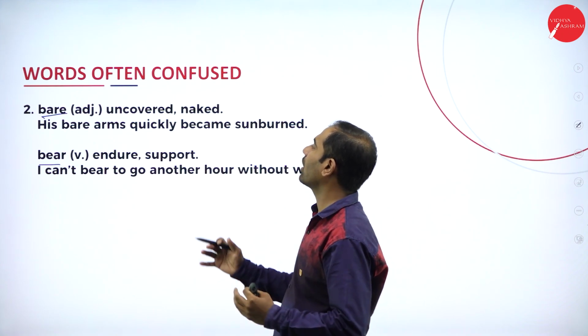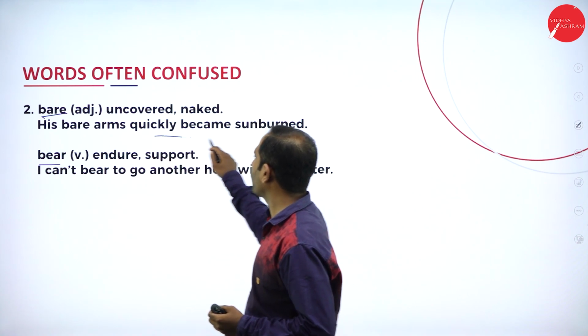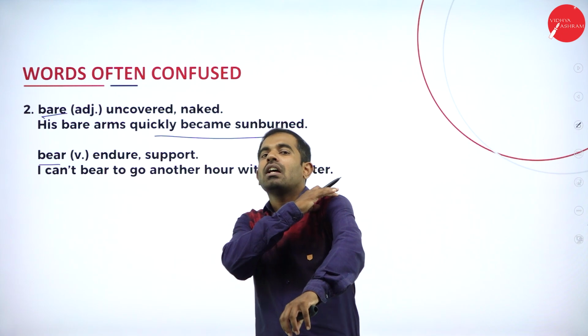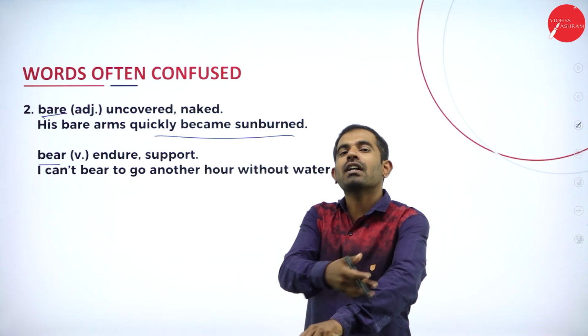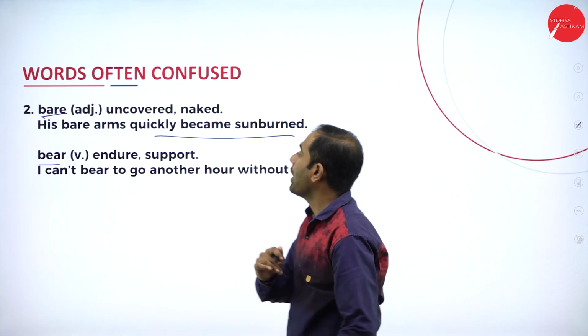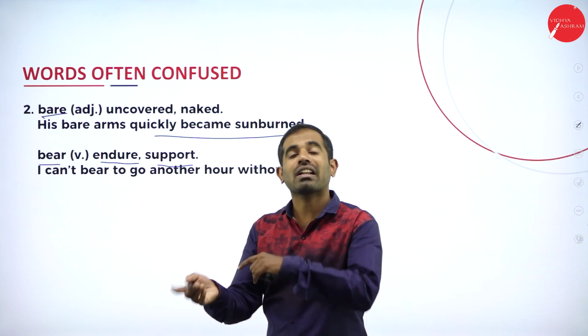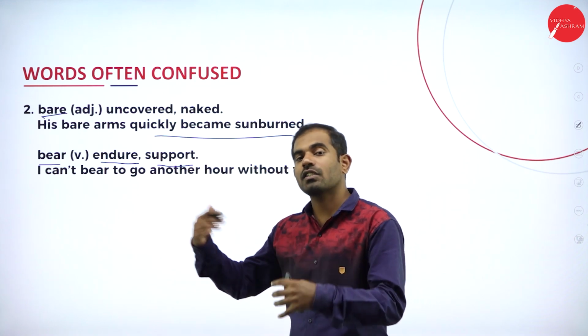Bare is uncovered or naked. His bare arms quickly became sunburned. So he is not covering his arm and it is bare, naked. So he burnt his hand. Bear is to endure or support, or it could be an animal as well. Bear, but with a different spelling.